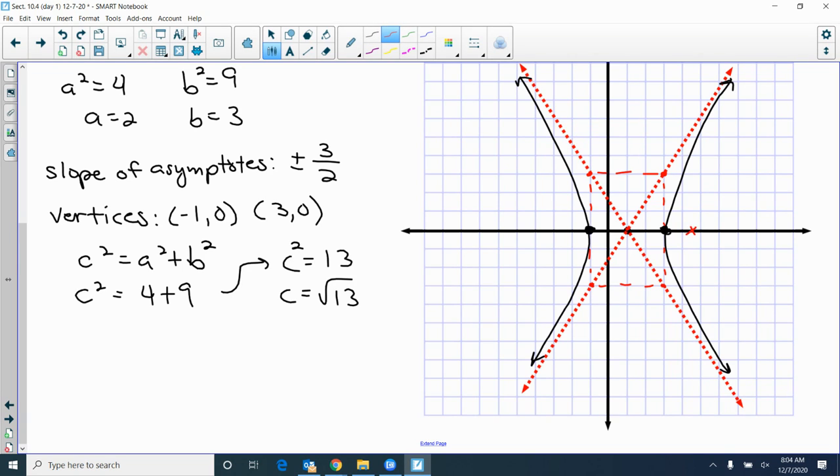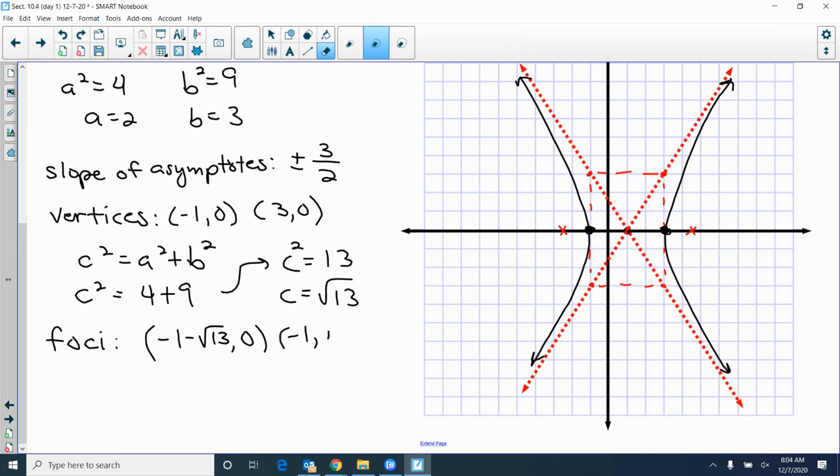And we're going to mark that. So those are your 2 foci. They got to be inside the branches. Now, what are their coordinates? Well, we started at -1. You can just do -1 minus square root of 13, comma 0. And you can do -1 plus square root of 13, comma 0. So you can just do those.